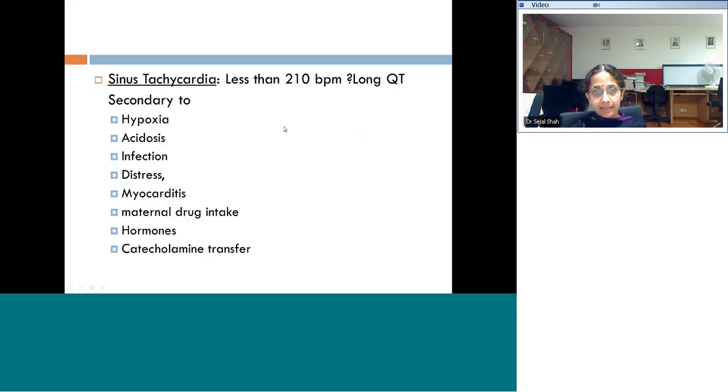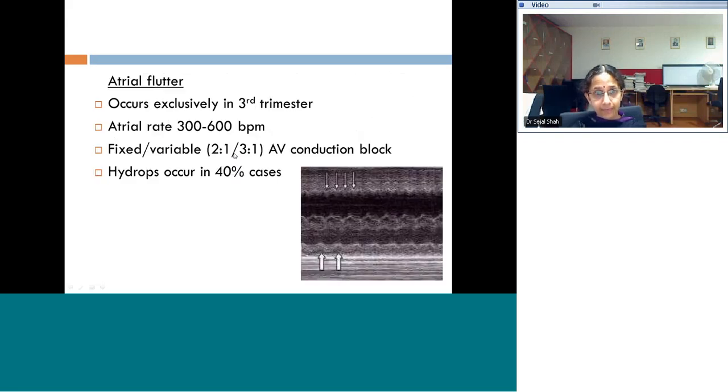Sinus tachy sometimes can happen, and as we said before, long QT can present with sinus brady, sinus tachy. So at different points in time, if we are faced with brady-tachy, suspect a long QT. However, make sure the mother's drug intake is okay, hormone levels are okay, including thyroid, and check for any myocarditis evidence, any infection. Acidosis and hypoxia can cause sinus tachy.